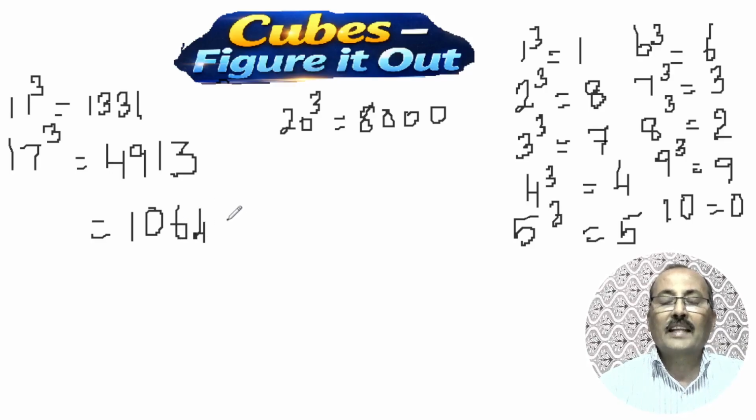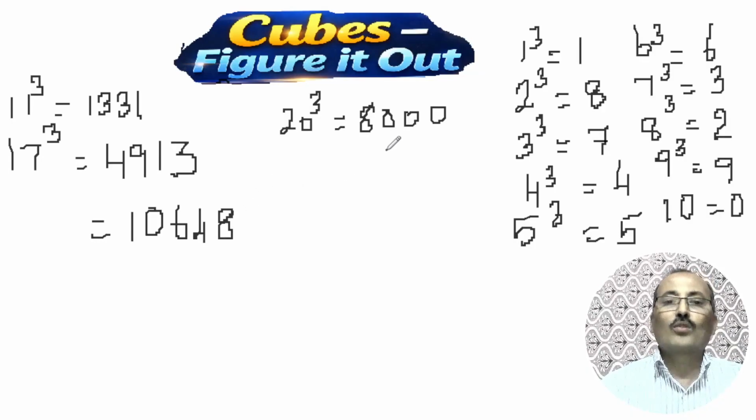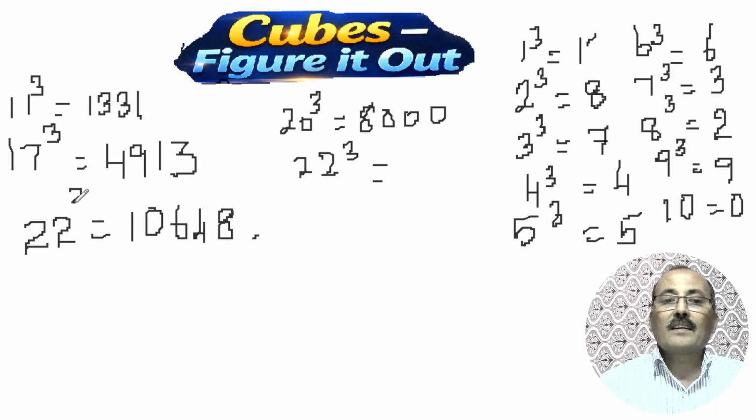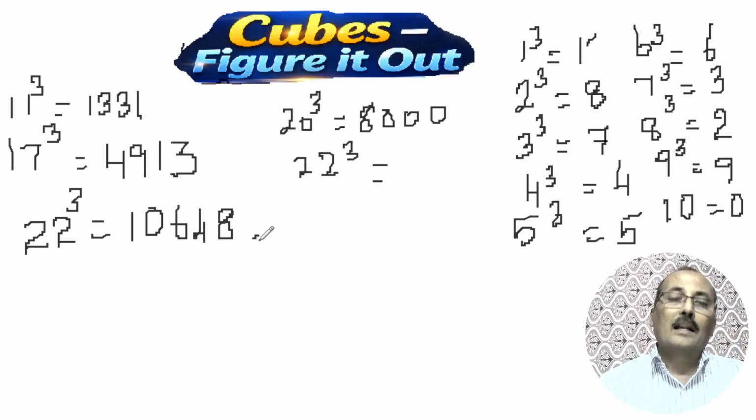Likewise, can you guess for which number 10,648 is the cube? Here I wrote 20 cube equals 8,000. Then what about 21 cube? 21 ends with 1. Then 22 cube, surely it should be this one. Why? Because it ends with 8, and they said it is a perfect cube, very important, and it is closer to 8,000.